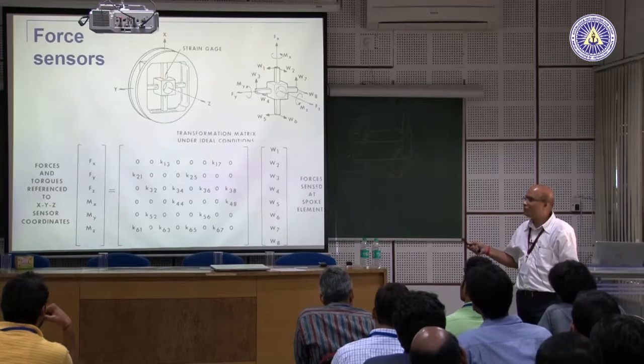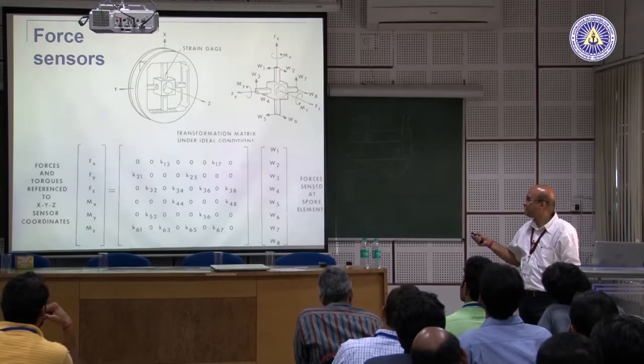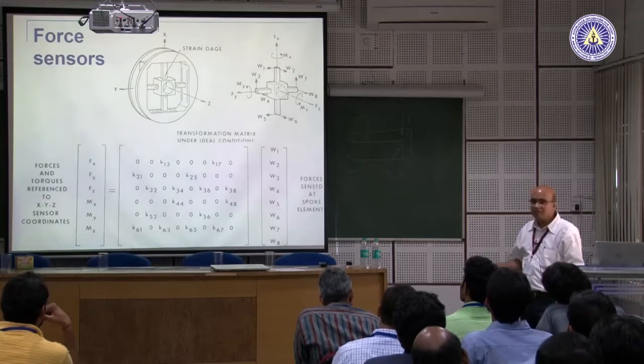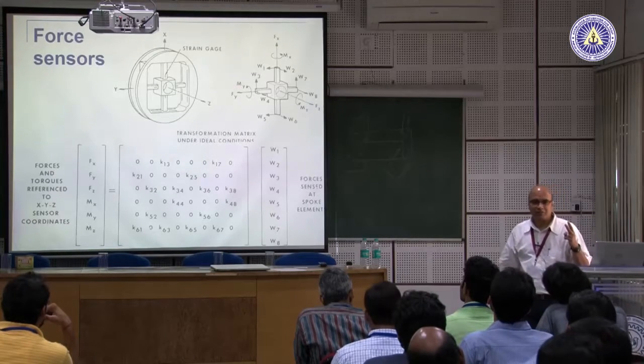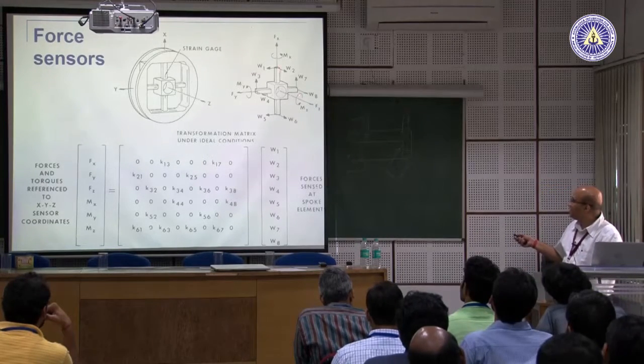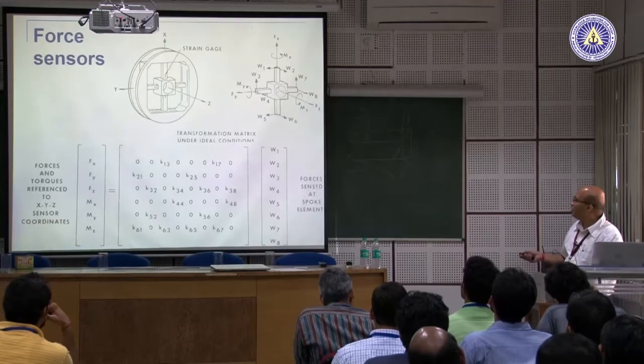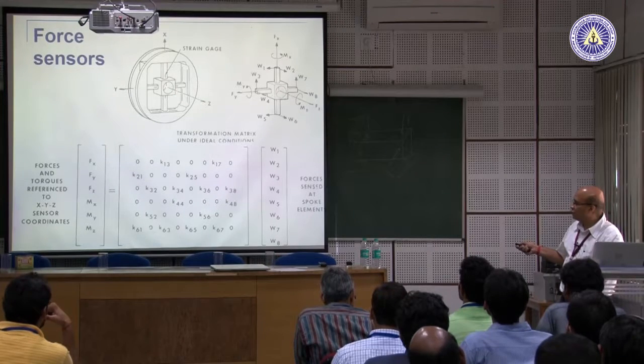Okay. So, each one of them is measuring 2 forces, you can see here W1, W2, W7, W8. So, each leg measures only 2 forces. Okay. So, we have 4 of these legs, and each leg measures only 2 forces. Okay. And in the center of it, this is where the actual external force and torque acts.